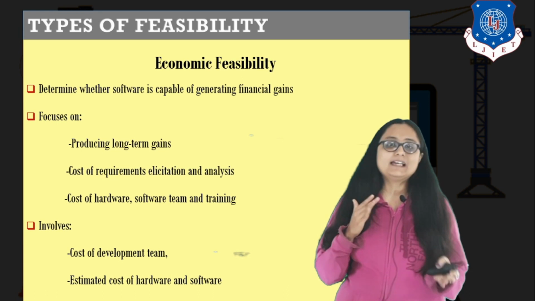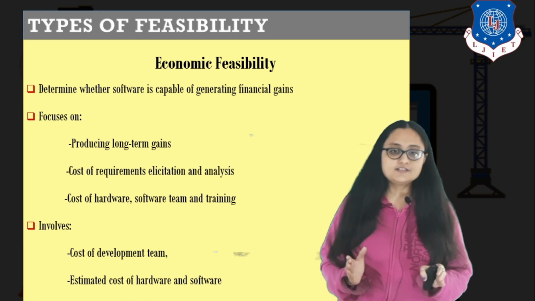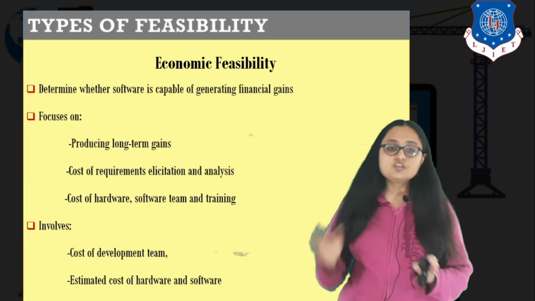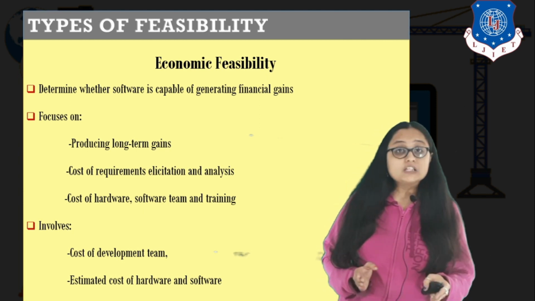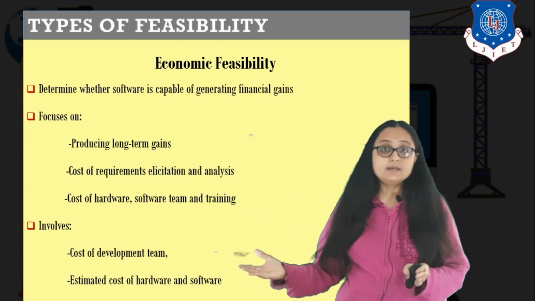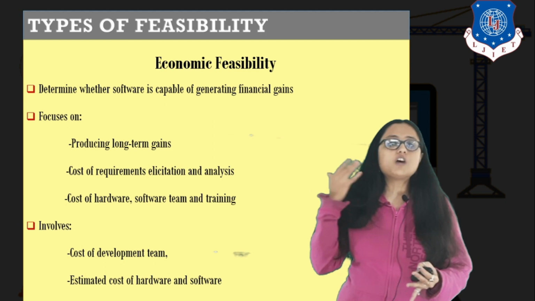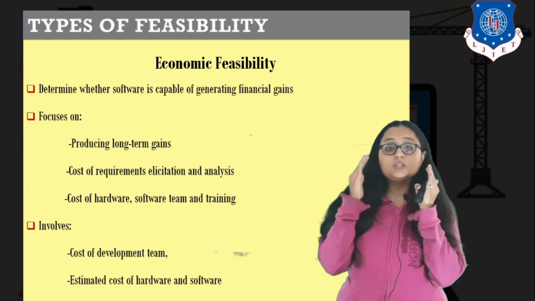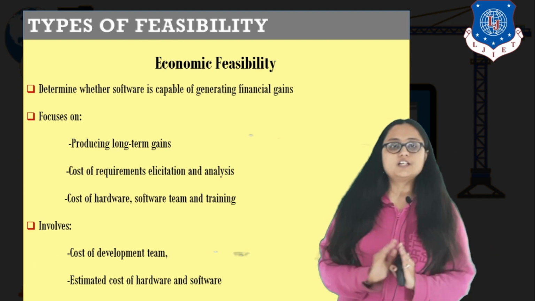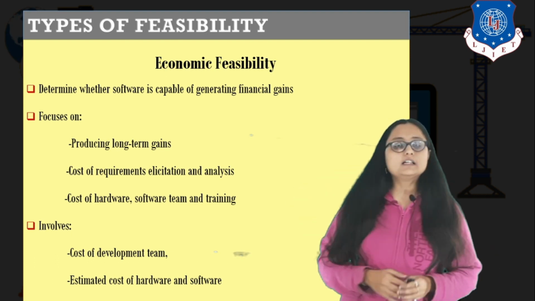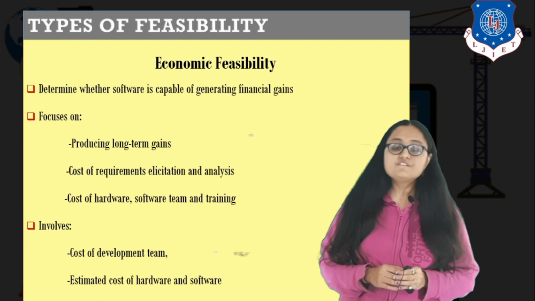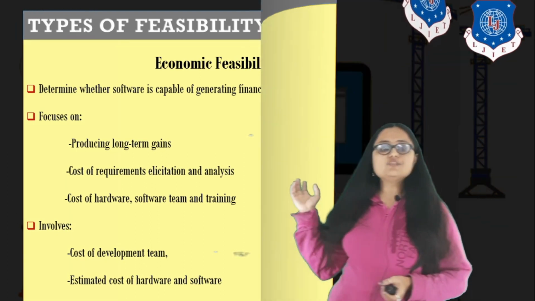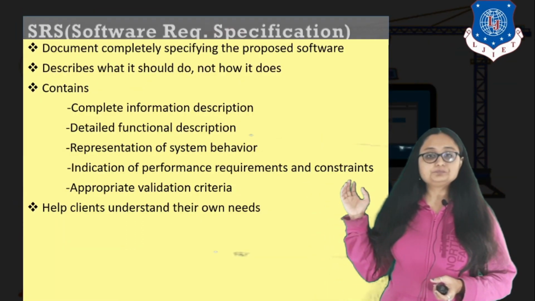Okay, now for determining economic feasibility, what are the costs that you have to consider? All the requirement elicitation cost, all the analysis cost, cost of hardware, cost of software, cost of team, cost of training the team, cost of development, cost of other environmental resources. These are all the costs that you need to take into consideration while you are determining the economic feasibility, right? So these were the types of feasibility.